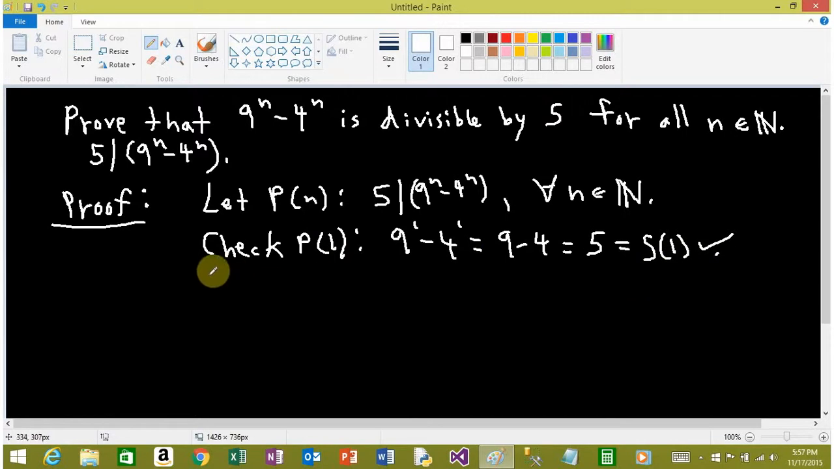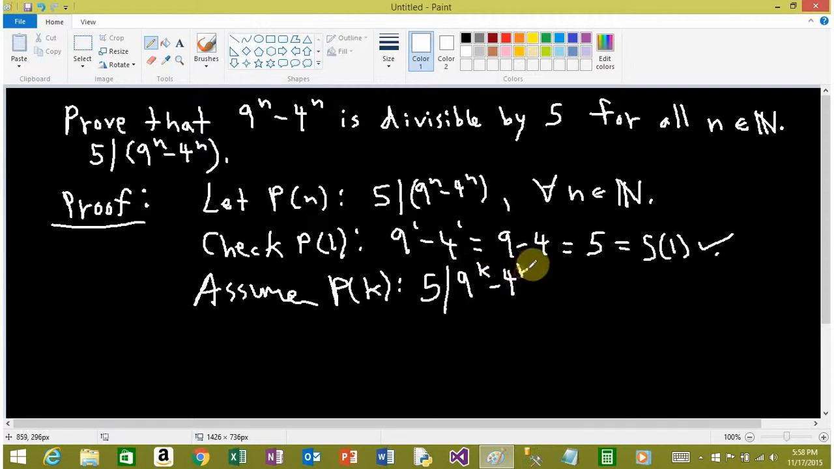And now we're going to assume P of k, just replacing all the n's with a k, so 5 divides 9 to the k minus 4 to the k, so 5 divides that quantity. Let's say for all k in natural numbers. And now let's prove the P of k plus 1 case.